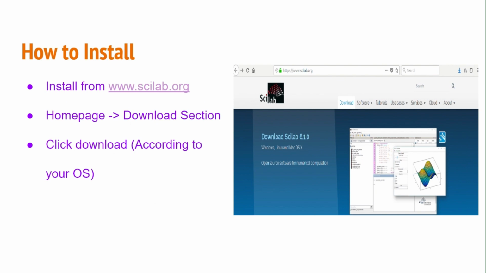You can install the software from its official site scilab.org. Whenever you open the site, you will get its home page and then you may move to the download section of that website. After that, you may click on download, and this download is available for every operating system. So, whatever operating system you have on your system, you may download the matching version from that site.